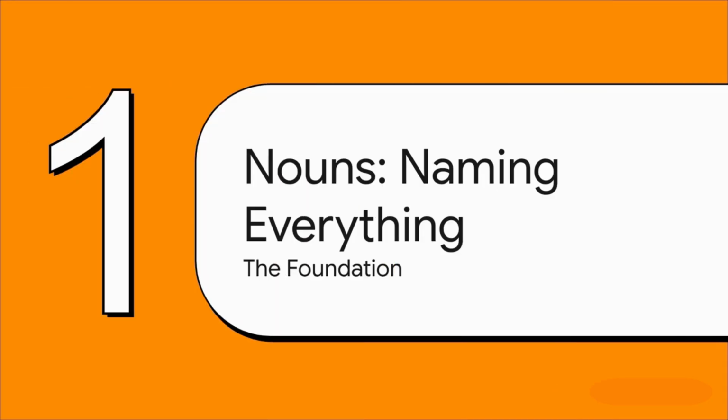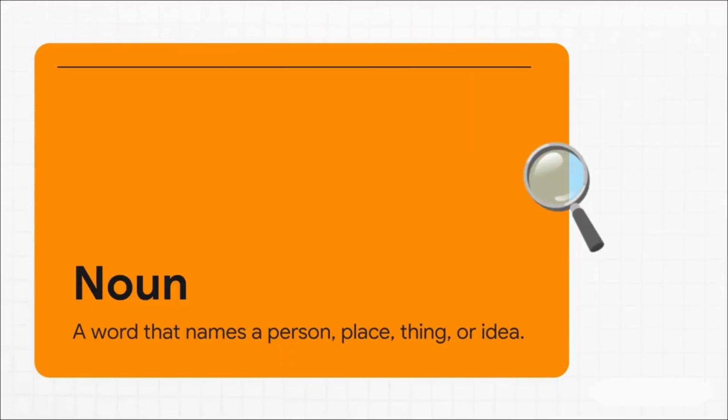All right, first up, let's talk about the absolute foundation of any sentence, the noun. This is where it all begins. Nouns are how we name pretty much everything in the world. So what is a noun really? It's just a naming word. It gives a name to any person, any place, anything, or even an idea. Simple as that. As we go, keep an eye out for this color. We'll be using it to highlight all the nouns for you.